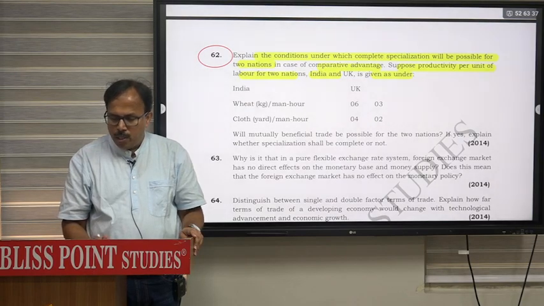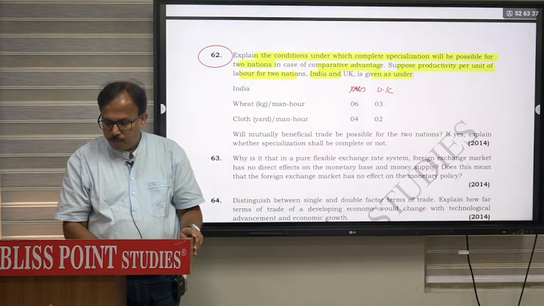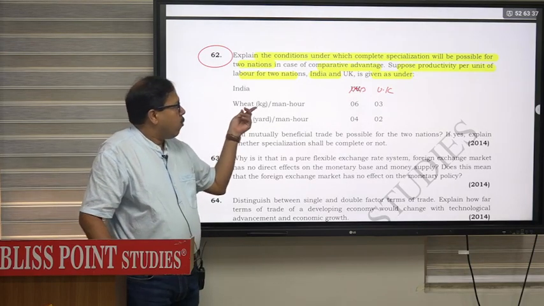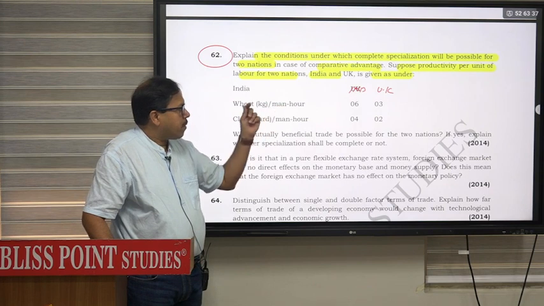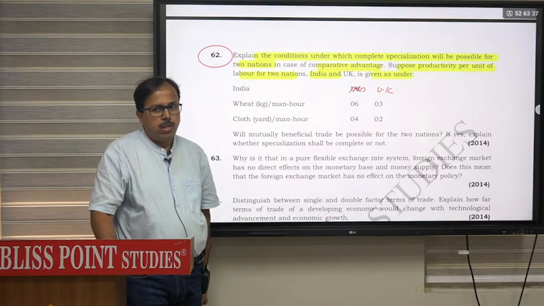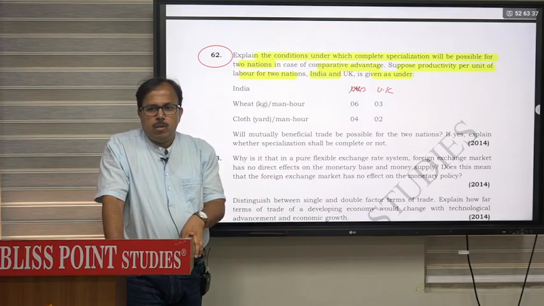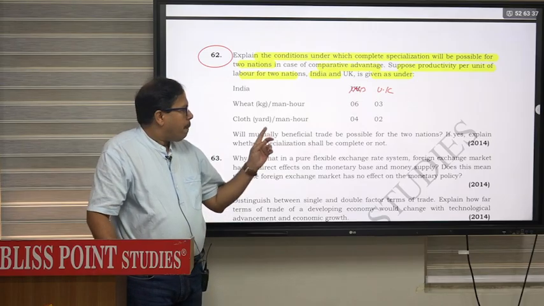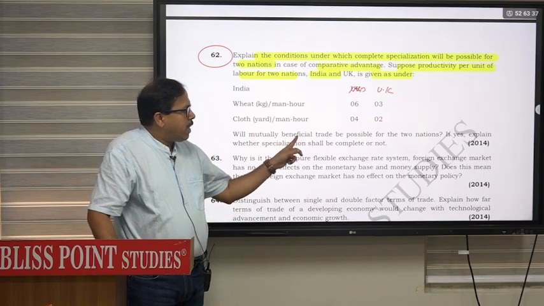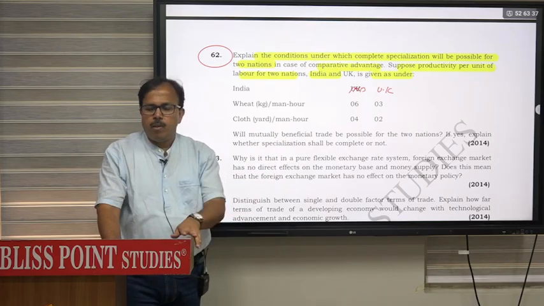Information is given for India and UK; the first information is for India, the second information is for the UK. It is wheat per man hour, cloth per man hour. Is it the same as ALC or ALW, or is it different? Will mutually beneficial trade be possible for the two nations? Trade will be mutually beneficial on the basis of this information.